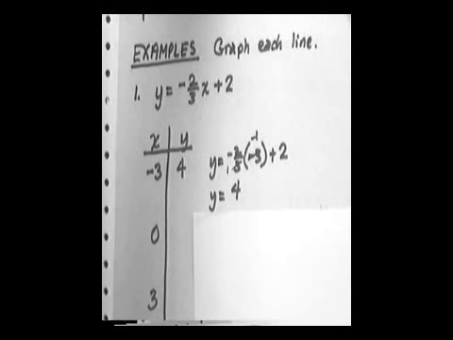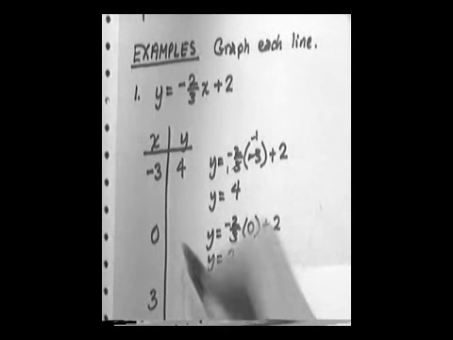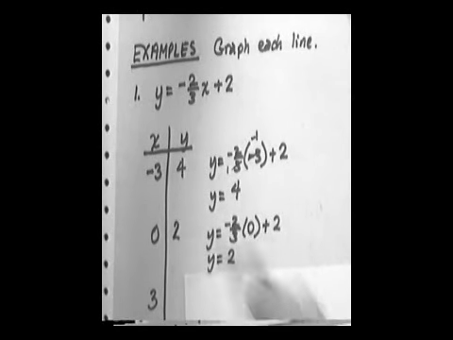Now I'll fill in 0. Y equals negative 2/3 times 0 plus 2. Negative 2/3 times 0 is 0. 0 plus 2 is 2. And so I have the point 0, 2.